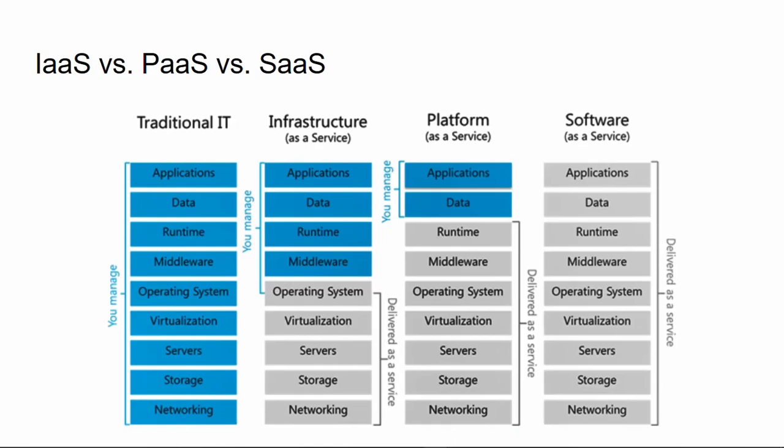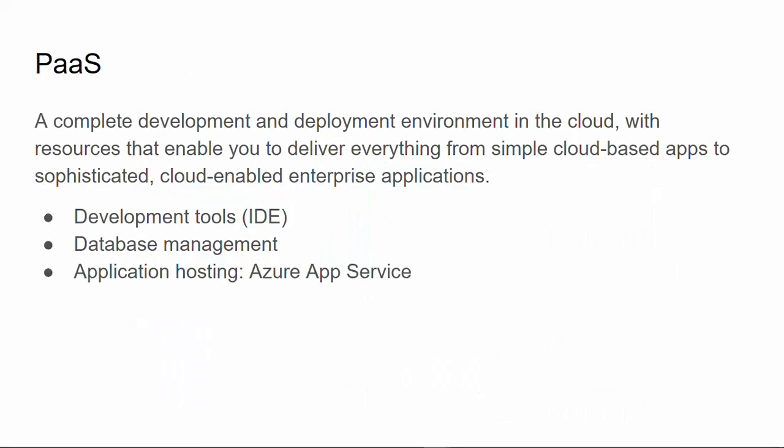So this is IaaS. Now, the next step is PaaS, Platform as a Service. Platform as a Service is a complete development and deployment environment in the cloud with resources that enable you to deliver everything from simple cloud-based applications to sophisticated cloud-enabled enterprise applications, such as IDE development tools, database management and application hosting, like Azure App Service.